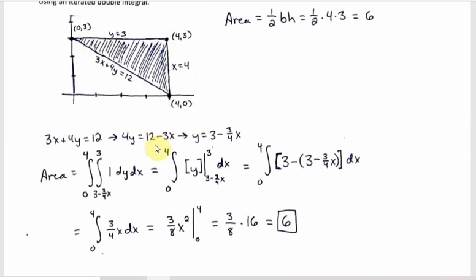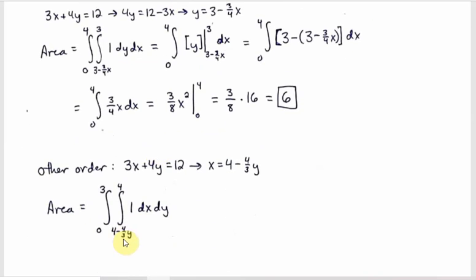And that should be what goes on the bottom, right? On the bottom, that's the lower limit of integration. So yeah, 4 minus 4/3 y. 4 is always on the right, and the y values are going from 0 to 3. So that would also work.